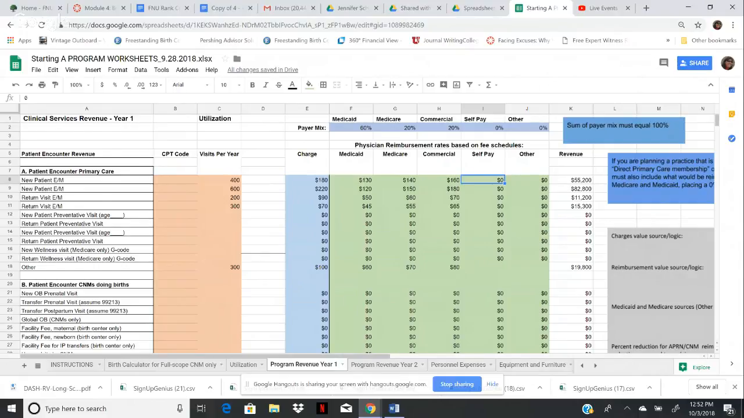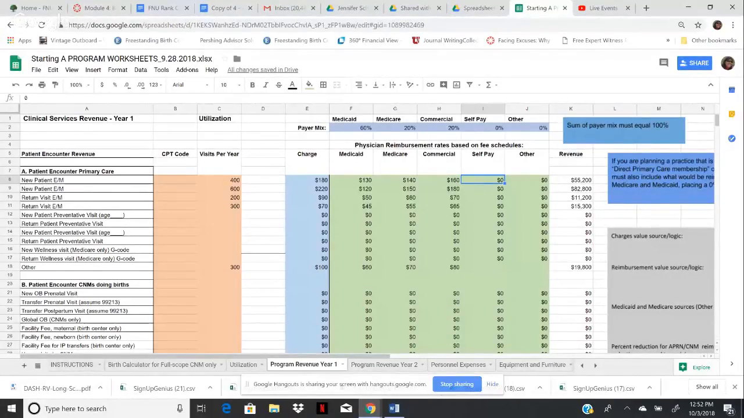It's not unusual. Or you might have some sliding scale fee and take an average of that. Whatever you decide is fine as long as you put it in the justifications box so we know how you arrived at your reimbursement figures and the sources for the information that you derived.